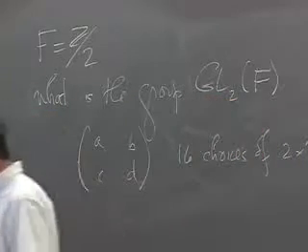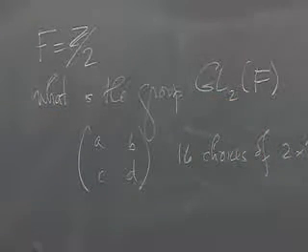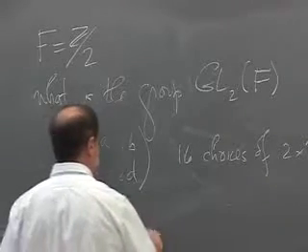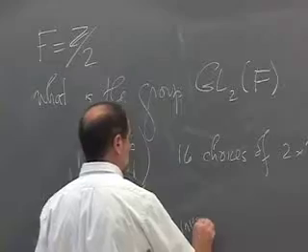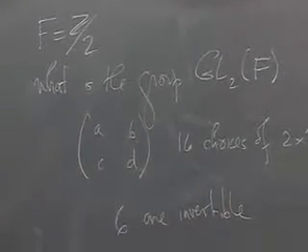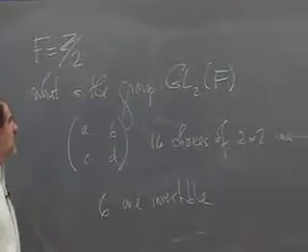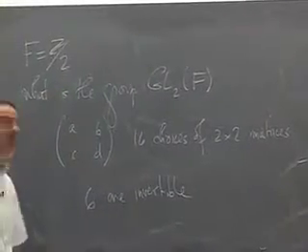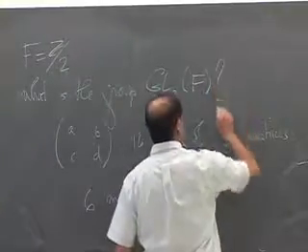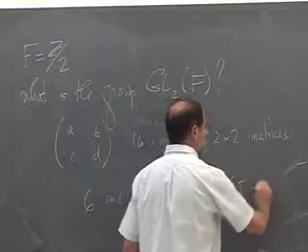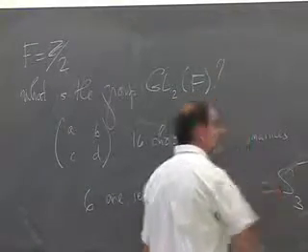Well, they're not all invertible. So, in fact, 6 of them are invertible. And you'll find you get a little finite group of order 6, 2 by 2 invertible matrices over the field of 2 elements under multiplication. You'll find that this group, GL2 of F, is actually isomorphic to the symmetric group on 3 letters.